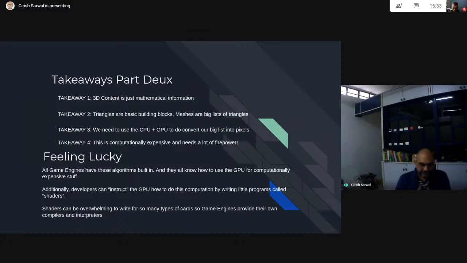So shaders can be really overwhelming to write, and since there are so many types of graphics cards available supporting different shader models, it can often become very complex to ensure there is backward compatibility between shaders. So game engines typically provide us with their own compilers and interpreters. For example, Unity comes with ShaderLab, and Unreal comes with a node-based editor which you can use to wire up shaders together. Most of these game engines provide their own implementations or wrappers around these shaders, which help us write them effectively.